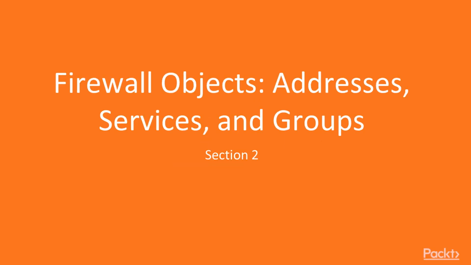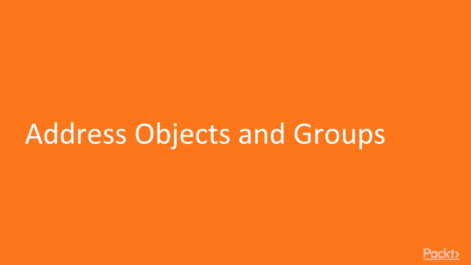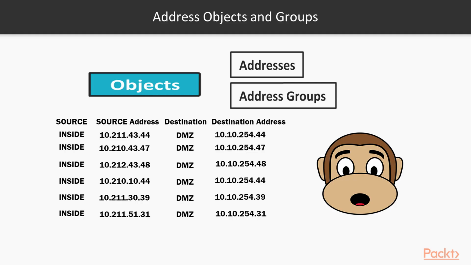Okay, let's continue on to section 2, firewall objects, addresses, services, and groups. Address objects and groups. Okay, everyone, so we just began section 2. In section 2, we're going to be looking at objects inside our Palo Alto firewall.